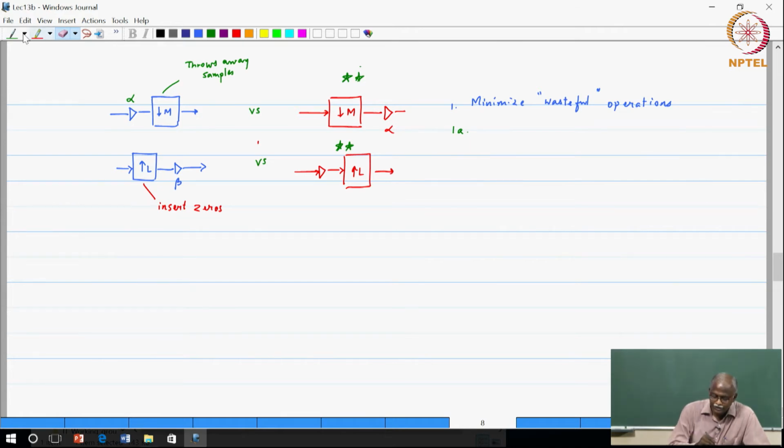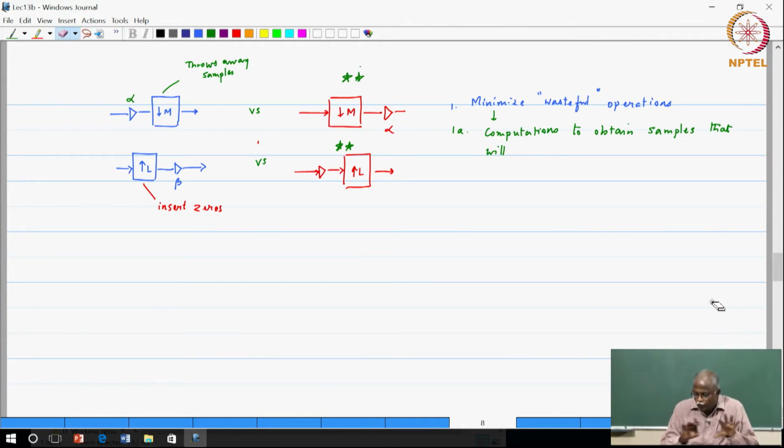So, this minimization we would like to apply to computations to obtain samples that will be thrown away, and keep that to a minimum, because that will make the overall system more efficient. Samples that will be thrown away actually turn out to be one of the foundations on which we do polyphase decomposition and the noble identities, which we will be looking at in today's lecture. That is for a downsampler, and that is primarily linked to the downsampling operation.